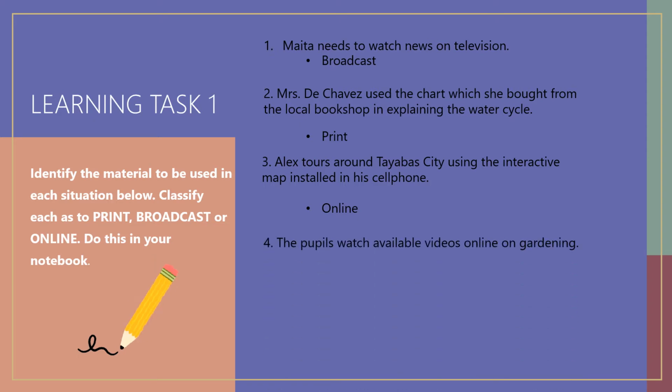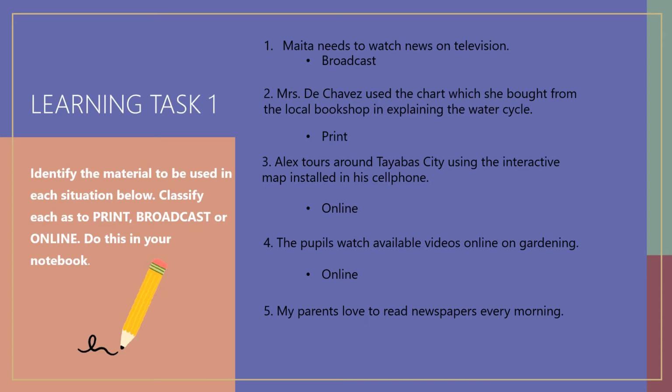Number 4, the pupils watch available videos online on gardening. So, our clue here is videos online about gardening. They want to learn about gardening, so they watch gardening videos. So, I'll give you 3 seconds to answer. 3, 2, 1. And the answer is online. Because they are online videos.